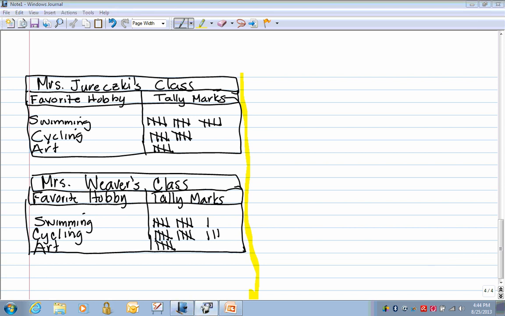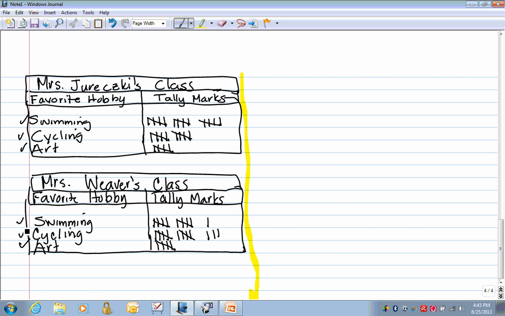Now, if I asked you, how are the data displays the same? You can think that both are tally charts with the same hobbies listed. We have swimming on both, cycling on both, and art on both. If I asked you how are they different, the number of tally marks in each hobby is different. So for Ms. Jareski's class, for example, swimming, they chose 15 students. For swimming in Ms. Weaver's class, 11 chose swimming as their favorite hobby. So that is one way to represent that data.